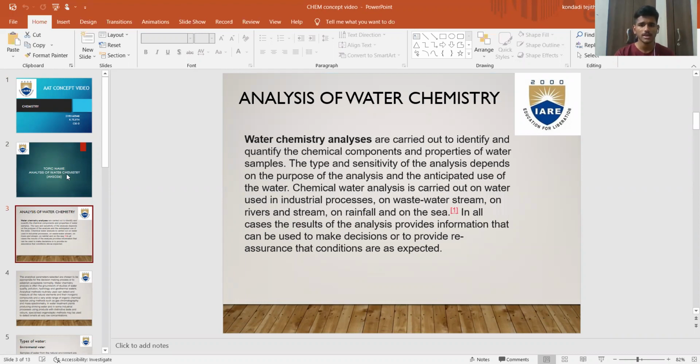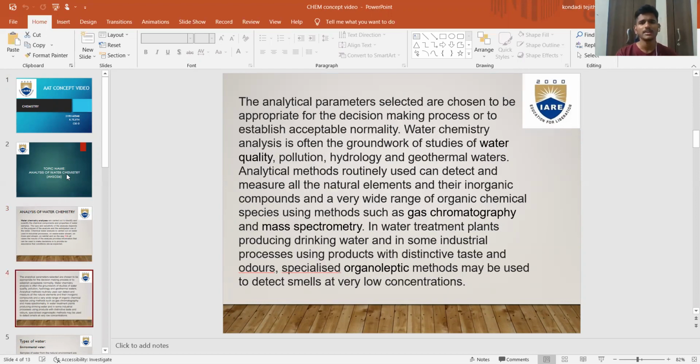Chemical water analysis is carried out on water used in industrial processes, on water streams, on rivers and streams, on rainfall and on the sea. In all cases, the results of analysis provide information that can be used to make decisions or to provide reassurance that conditions are as expected. The analytical parameters selected are chosen to be appropriate for the decision-making process or to establish acceptable normality.